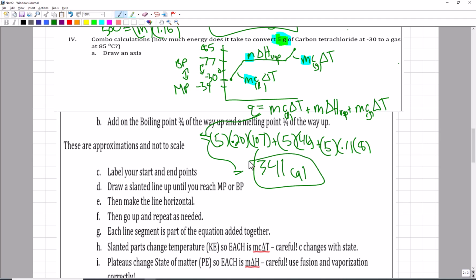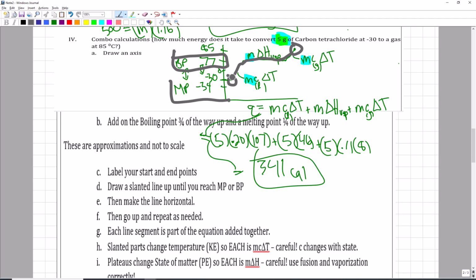There you go. So just to show you what I did here, label your start and end points. So notice how that was, big ugly gray marker. Start and end points. Boom, boom, boom, boom. So label your boiling point and melting point. Draw your slanted line up until you reach a melting point or boiling point. And then flatten it out and go.